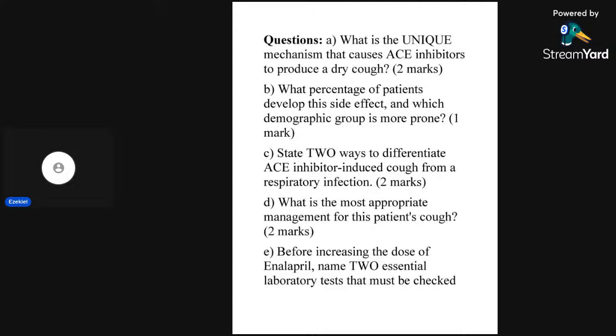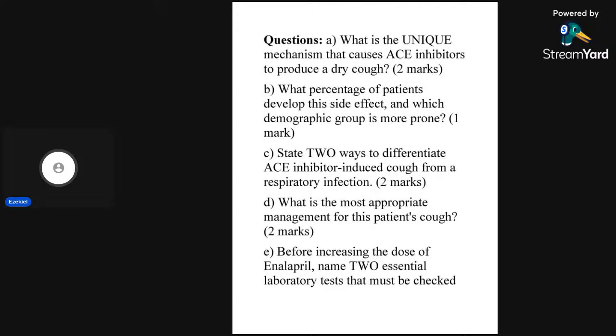Then, name two ways to differentiate between ACE inhibitor induced cough and a respiratory infection. First of all, I mentioned that ACE inhibitor cough is dry and non-productive, with no fever and no sputum. That is, this patient keeps coughing without bringing out anything from the mouth. You can't even form sputum, what we call spit. Meanwhile, an upper respiratory tract infection will be productive.